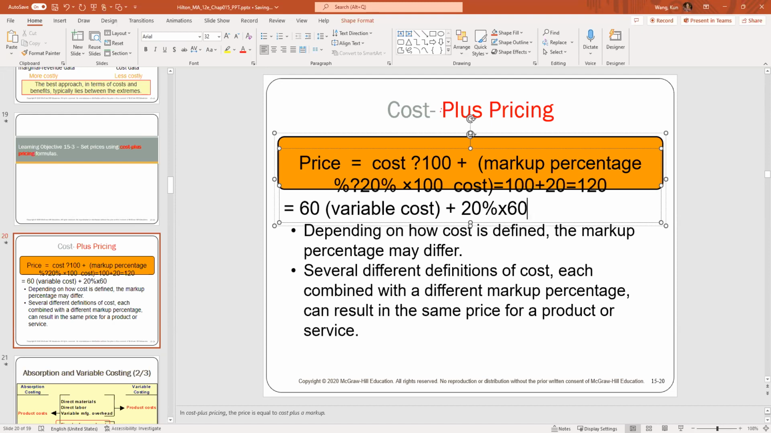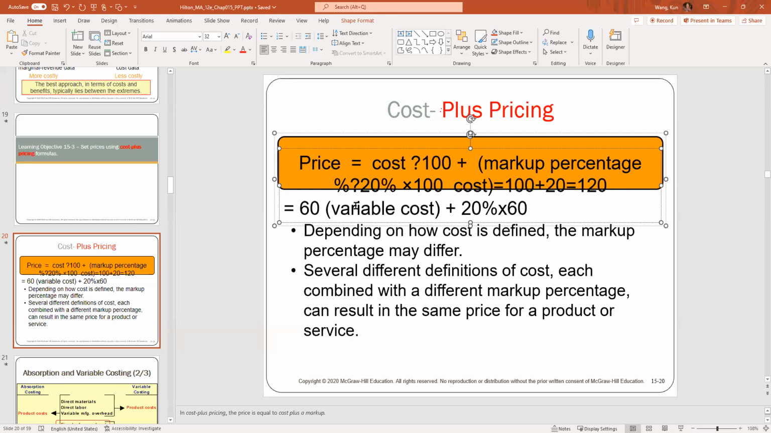Does this make common sense, if I only use 20% as my markup expectation? What am I missing here? You didn't consider the fixed expense. So if you still use the 20%, I think you will definitely lose money, because this only gives you $12.